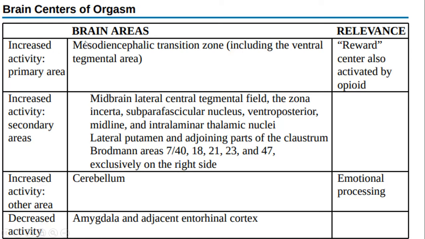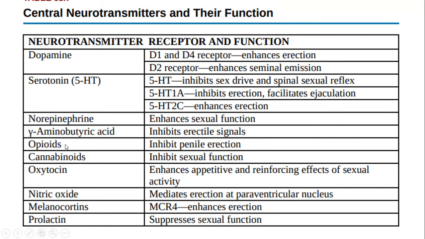We have different parts. There is increased activity in the mesodiencephalic transition zone and the ventral tegmental area, which is activated by opioids. Then there is increased activity in secondary areas: the midbrain, lateral central tegmental field, and the zona incerta. The cerebellum facilitates emotional processing, and the amygdala and adjacent entorhinal cortex decrease their activity. Dopamine.